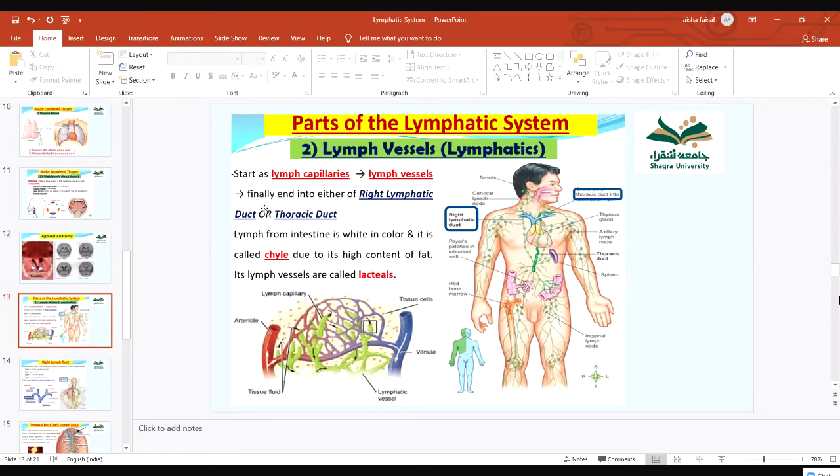And these right lymphatic duct and thoracic duct will open into the big veins of your neck, like the brachiocephalic vein and subclavian vein. So this right lymphatic duct or thoracic duct will open into these big veins of your neck.